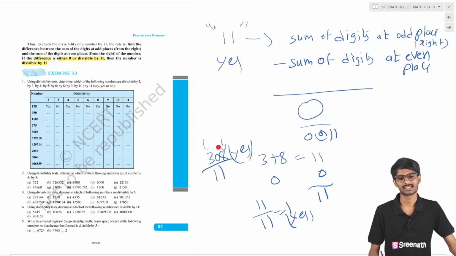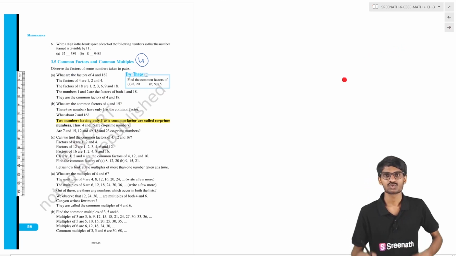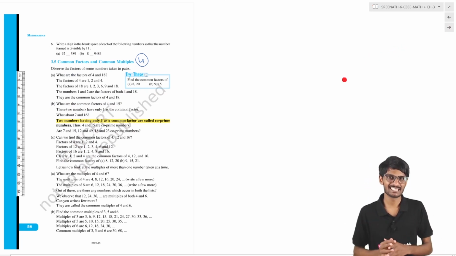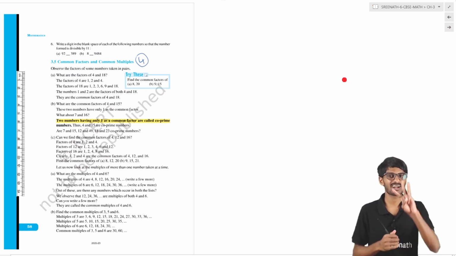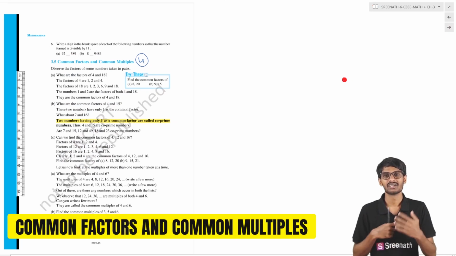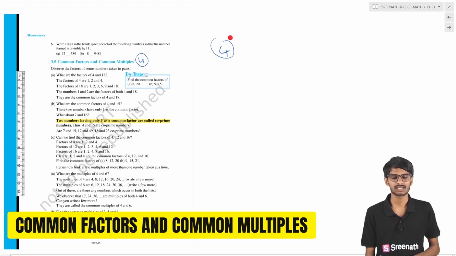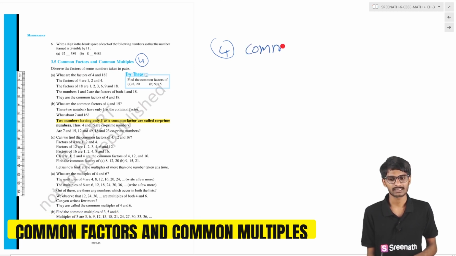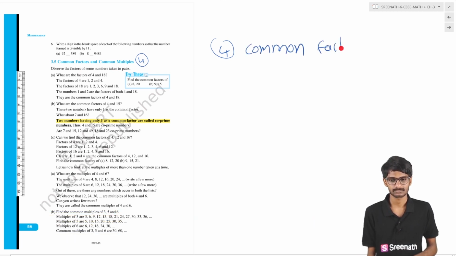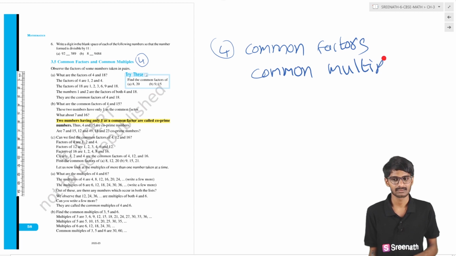That is the example, students. In that way we can check any numbers. So that's all about the third topic, students. Now we will move to the fourth topic. What is the fourth topic? Common factors and common multiples. We already know about factors and multiples. Now common factors and common multiples.